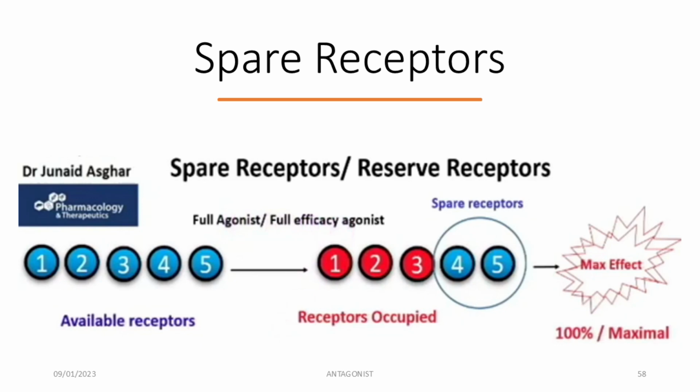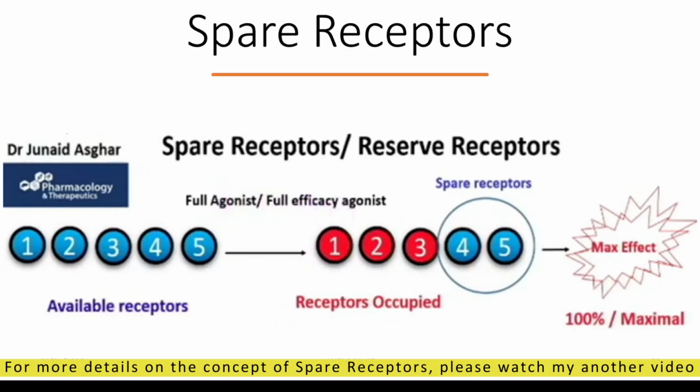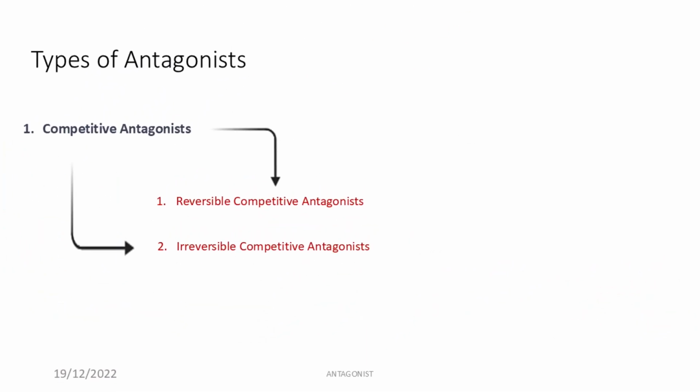But once you block past that spare capacity, then the Emax inevitably falls, and the curve flattens downwards. That loss of Emax is the hallmark of irreversible competitive antagonism, eventually. Okay, that makes sense. So competitive antagonists fight for the main spot. Reversible ones are temporary blockers, shift the curve right. Irreversible ones are permanent blockers, reduce the total receptors, flatten the curve down.